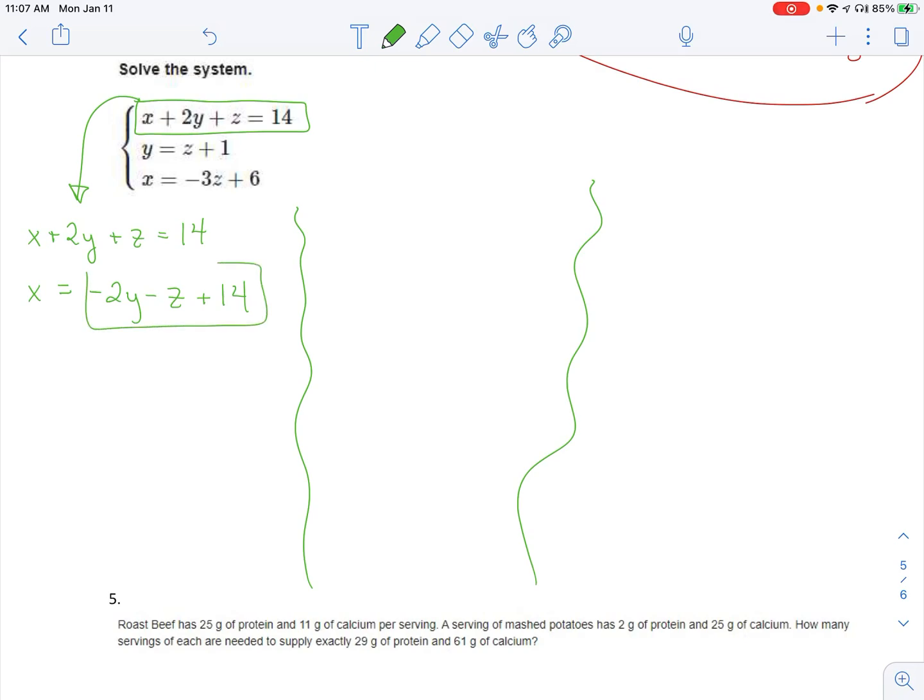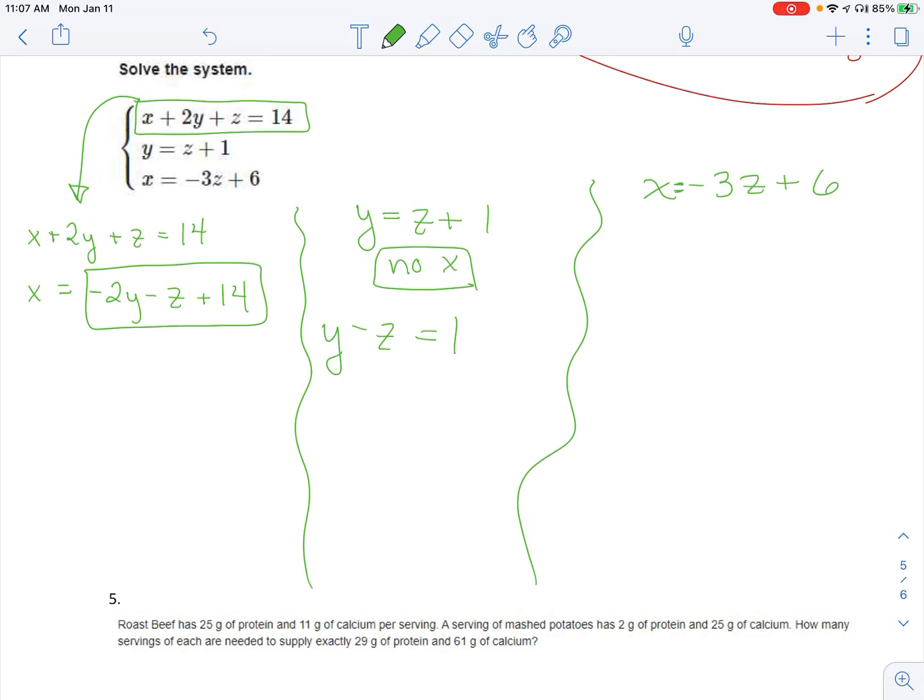Put this in for x. So I have y equals z plus 1. There's no x to sub in for, so just take the z to the other side. So I'll do y minus z equals 1. I'm putting it in standard form. Okay, so that's it. Now this one, x minus 3z equals 6. Oh, equals, silly me.